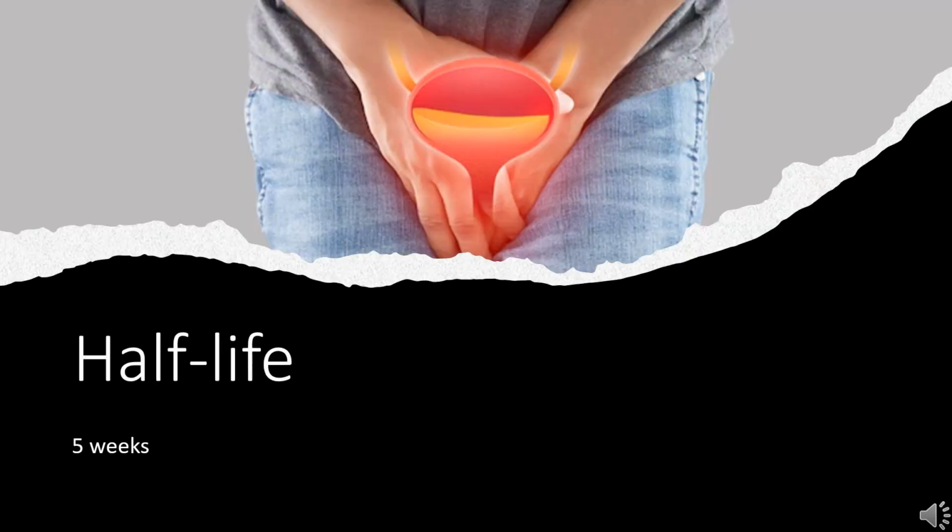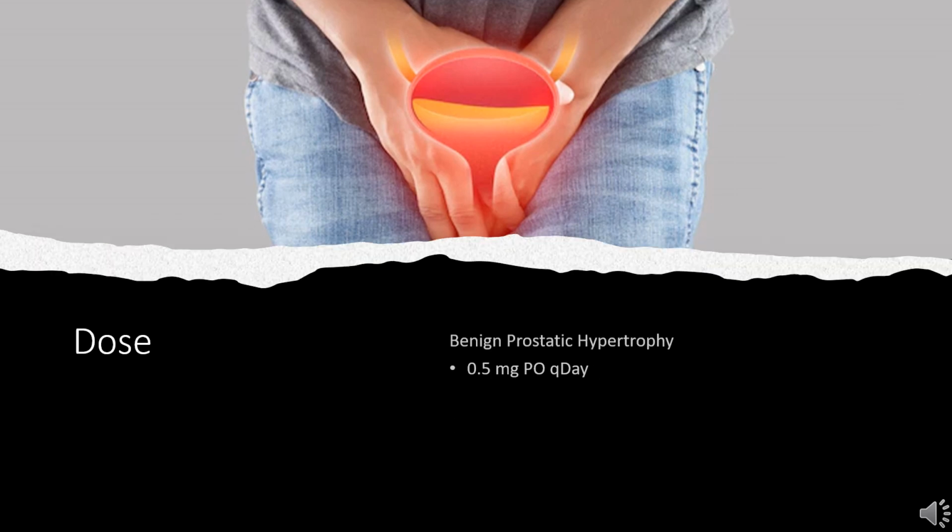Half-life. The terminal elimination half-life of dutasteride is approximately 5 weeks at steady state. This long half-life accounts for the serum concentrations remaining detectable for up to 4 to 6 months after discontinuation of treatment. Dose. Benign prostatic hyperplasia: 0.5 mg PO once a day.